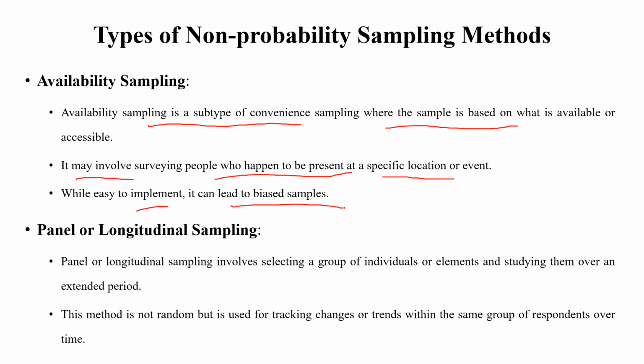Panel or longitudinal sampling. Panel or longitudinal sampling involves selecting a group of individuals or elements and studying them over an extended period. This method is not random, but it is used for tracking changes or trends within the same group of respondents over time.